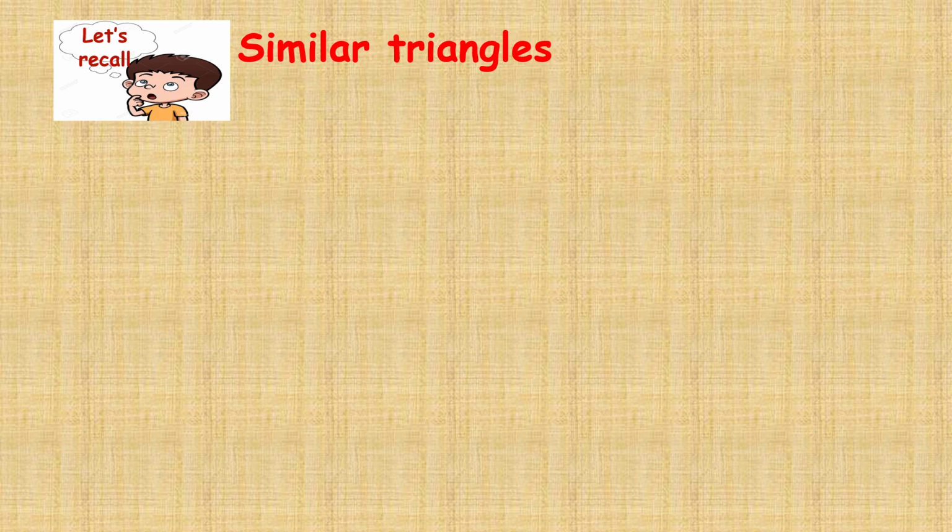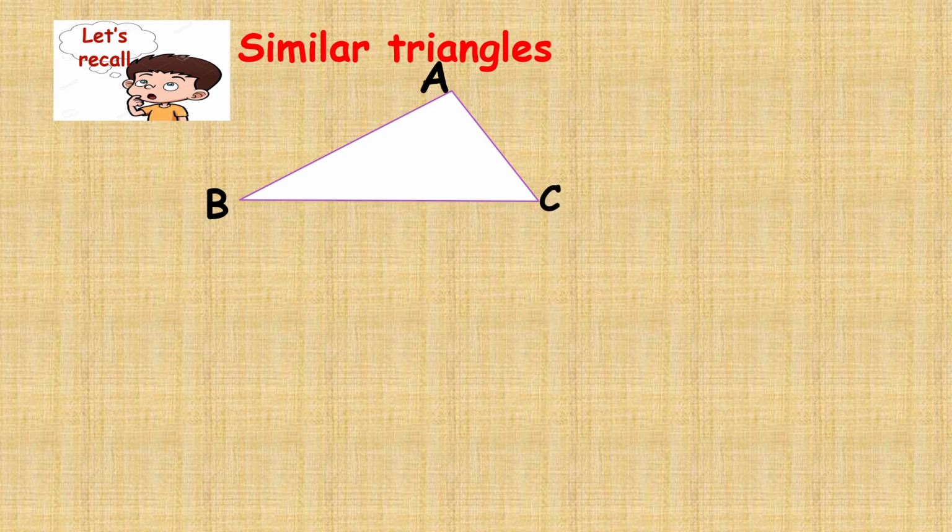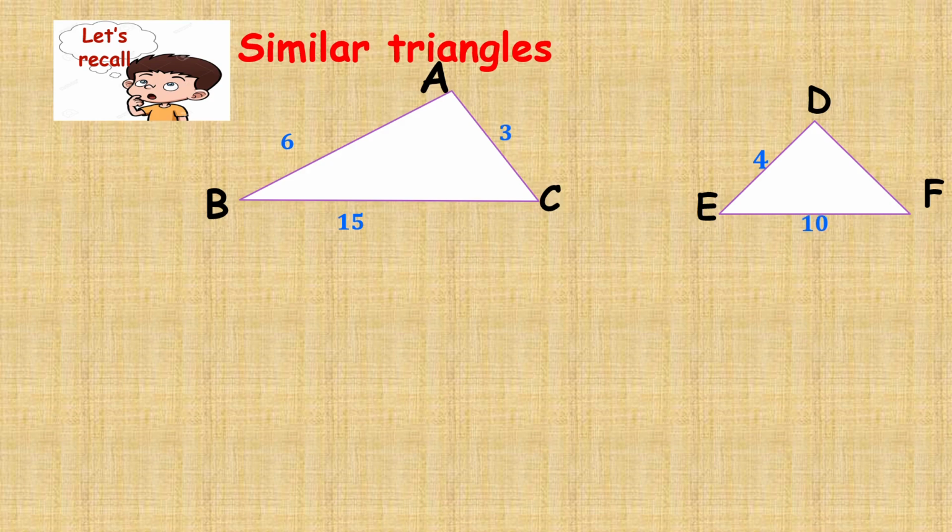Let us recall the definition of similar triangle. We take two triangles, ABC and triangle DEF. In these triangles, length of AB is equal to 6, length of DE is equal to 4, length of BC is equal to 15, length of EF is equal to 10, length of AC is equal to 3, length of DF is equal to 2.